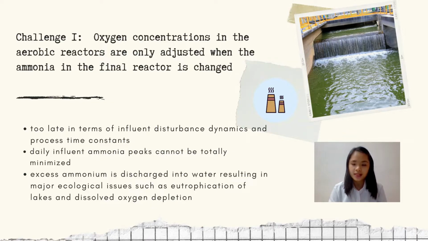One of the challenges in this ammonia control strategy is that the oxygen concentrations in the aerobic reactors are only adjusted when the ammonia in the final reactor has changed, which is usually too late in terms of influent disturbance dynamics and process time constants. Since oxygen has an influence on ammonia only after a few hours, daily effluent ammonia peaks cannot be totally minimized. Excess ammonium discharged into water can result in major ecological issues such as faster eutrophication of lakes and rivers, reserve oxygen depletion, and poisoning in aquatic species.